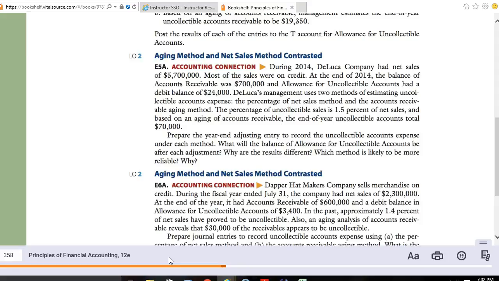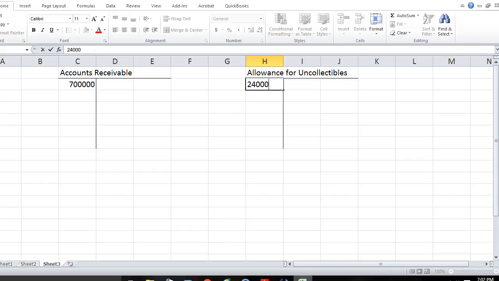So what we know is to figure out this method using the percent of net sales, we need to take 1.5% of how much? 5,700,000, right? So what is 1.5% of 5,700,000? 85,500. Is, I'm sorry, what'd you say? 85,500. Times 1.5% equals 85,500, right?